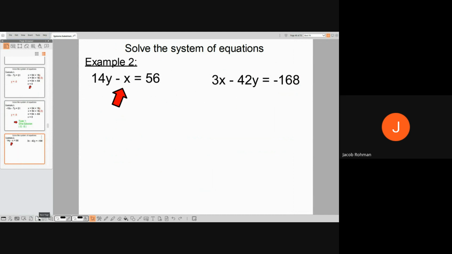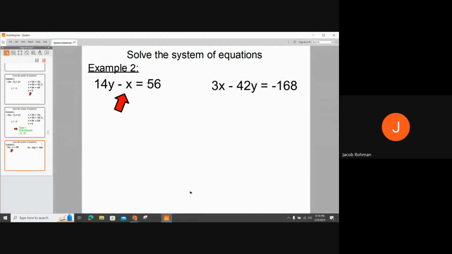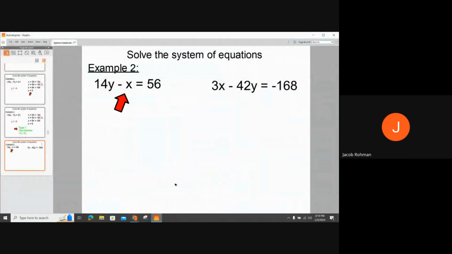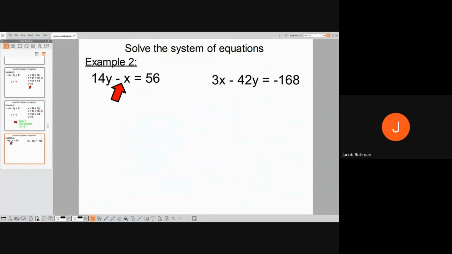So now let's look at a second example, where we have a system of equations and we don't have the convenience of having one of the variables already isolated. But notice we could always isolate the x over here so that we can use it as a substitution. So let's go ahead and take a look at that.